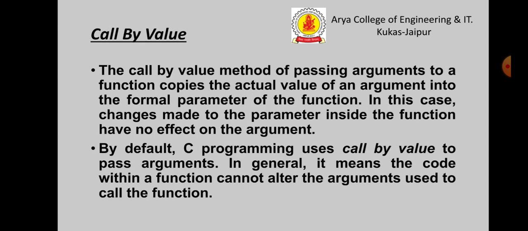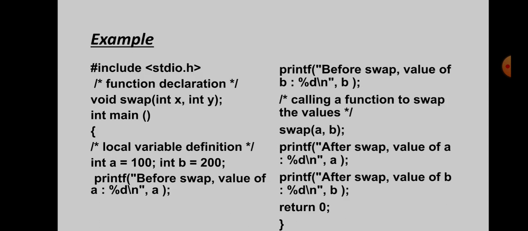Now, call by value. Here the actual values of arguments are copied into the formal parameters of the function. C language by default passes arguments with the call by value method because this method does not affect the actual parameters. Here is an example for call by value. First of all, we declare a function swap. It has two arguments x and y.